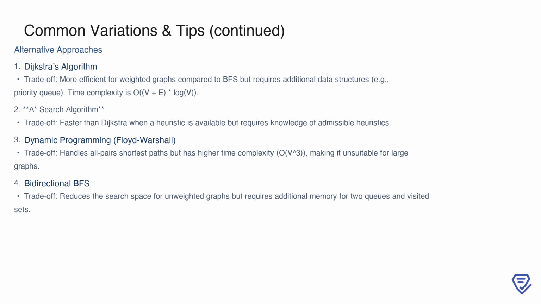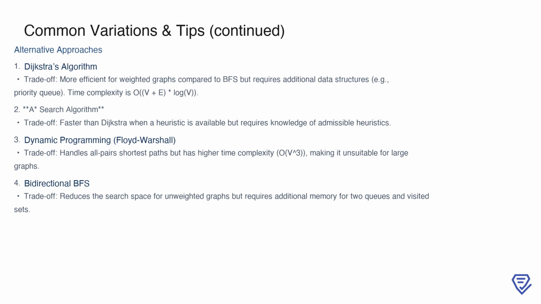Exploring these related problems can help you strengthen your understanding of different traversal techniques and their applications. Beyond the standard approaches, there are alternative methods you can consider depending on the problem constraints. Dijkstra's algorithm, for example, is more efficient than BFS for weighted graphs but requires additional data structures like a priority queue, with a time complexity of O((V + E) log V). A* search algorithm builds on this by incorporating heuristics, which can make it faster, but you need to carefully design admissible heuristics for it to work effectively.